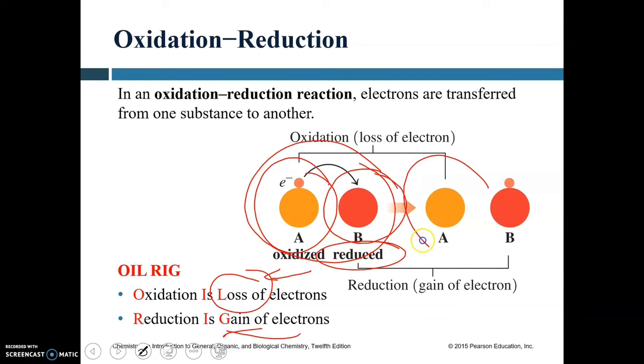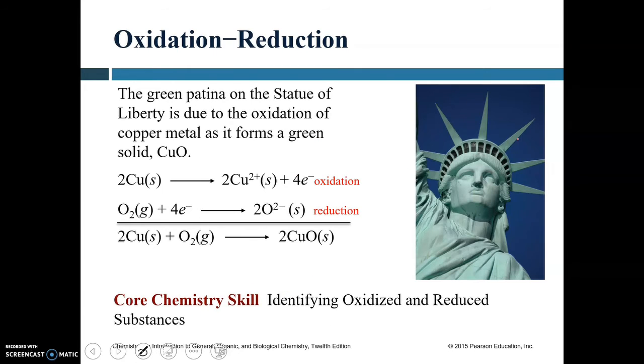So this is the oxidized form of A, and this is the reduced form of A. For instance, the green color of the Statue of Liberty is due to the oxidation of copper by oxygen. It forms green copper 2 oxide.